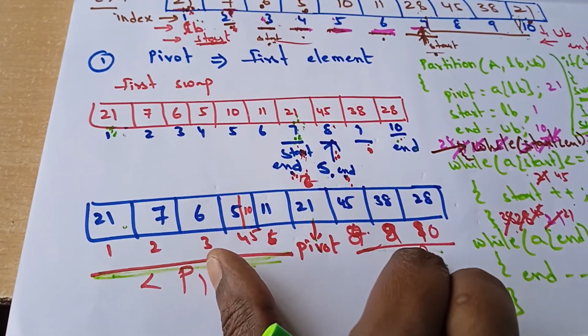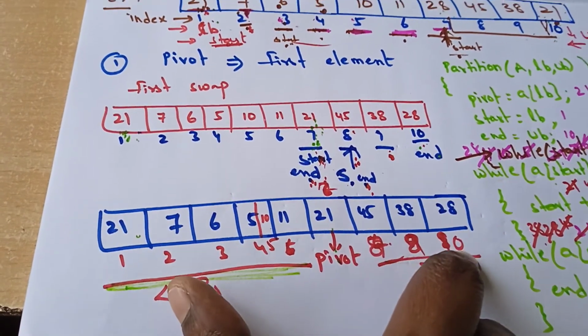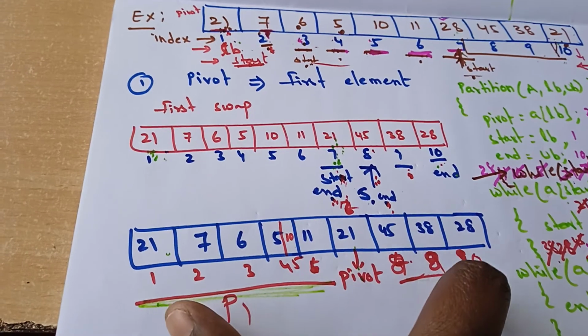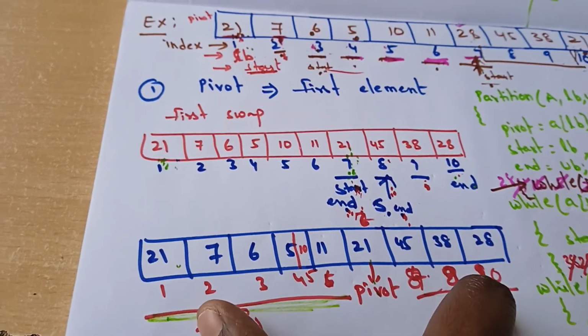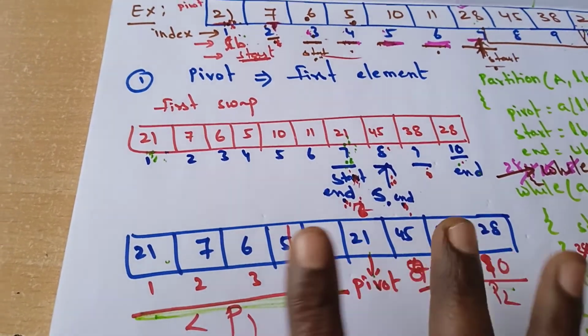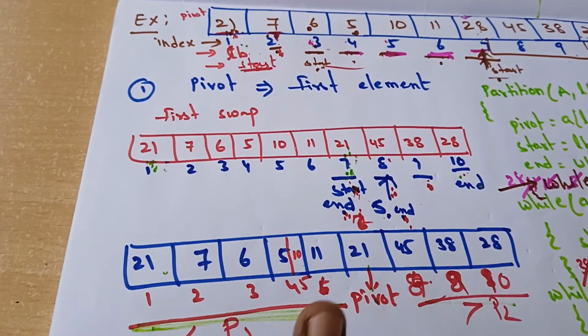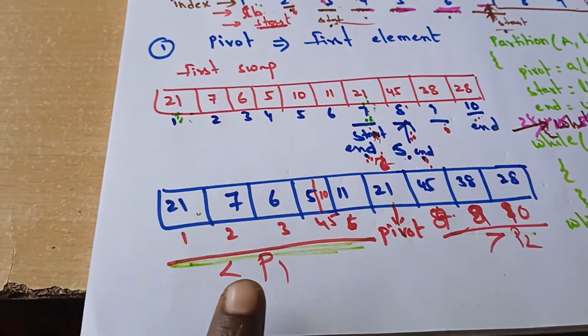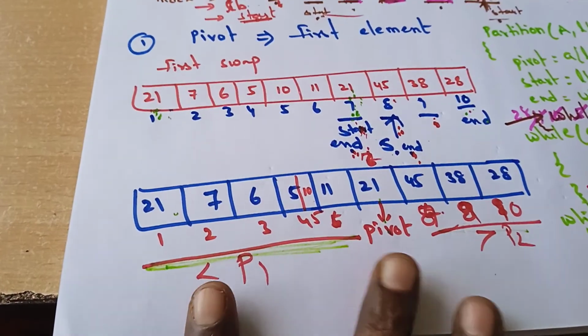Once you complete this partition sorting, the whole list will be complete. When you individually sort this and sort this, finally you will be getting the whole list. So partition will be applied here, and here you will be getting the list.